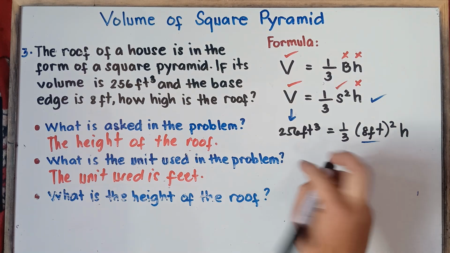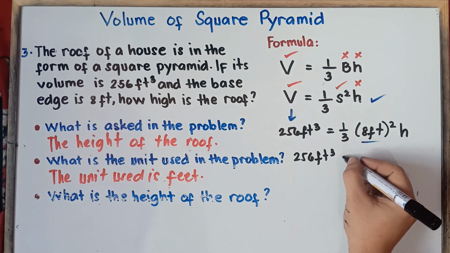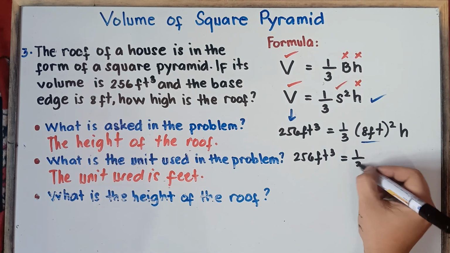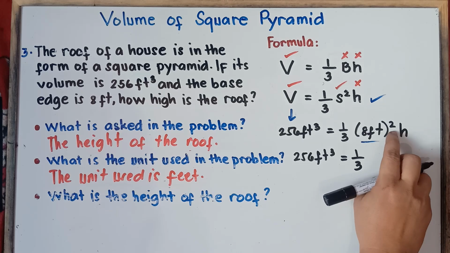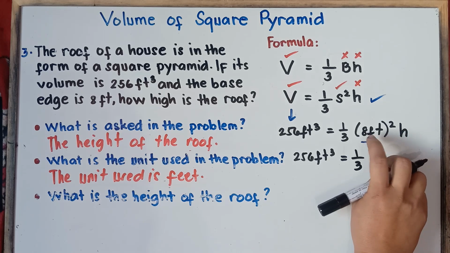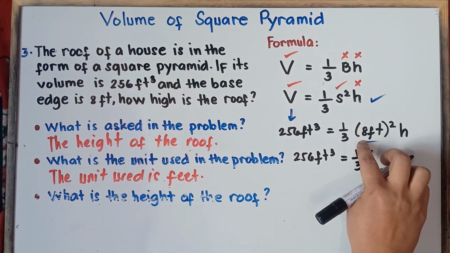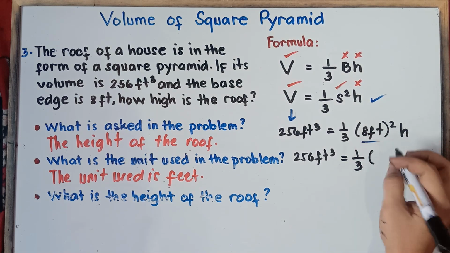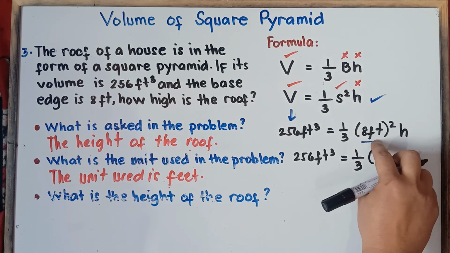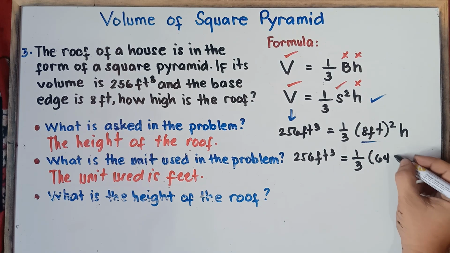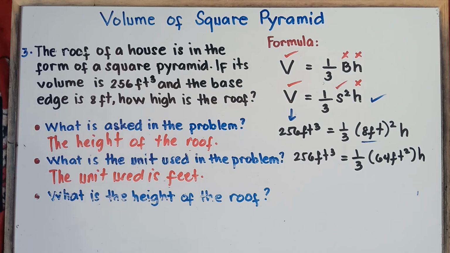So copy 256 cubic feet equals, copy 1/3, and then simplify this one. Once again, class, it doesn't mean 8 times 2. It means you multiply the number by itself twice. So 8 squared means 8 times 8, that would be 64. And feet squared means feet times feet, that would be square feet. Then simply copy H.